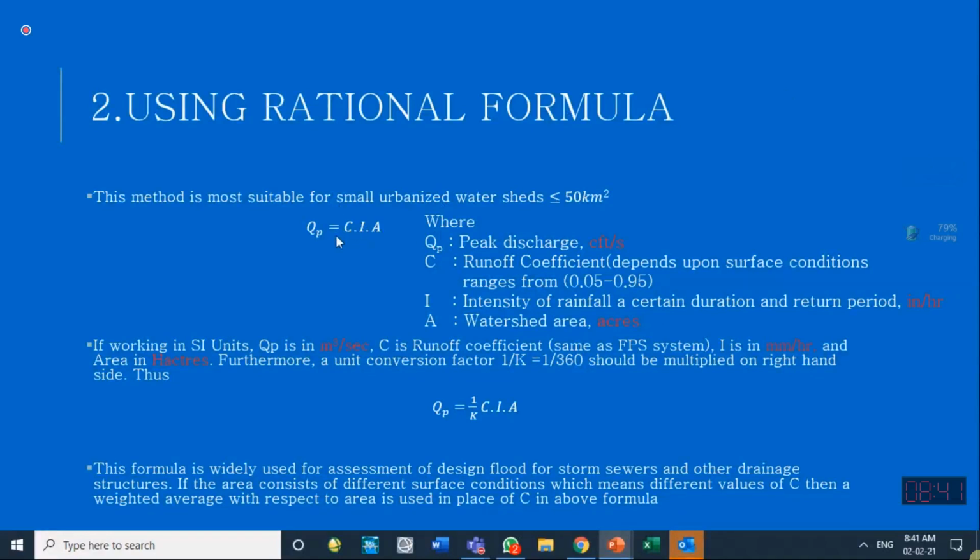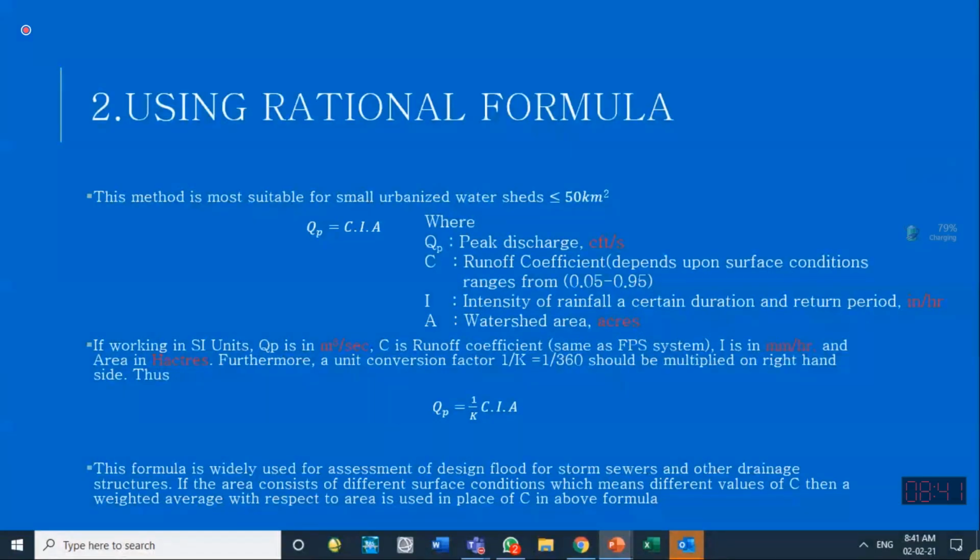This C is the coefficient which depends upon the type of the catchment, the watershed characteristics, whether it is releasing a lot of flow or losing a lot of the rainfall water. I is the intensity of the rainfall for which we want to find the flood. Usually a high flood will be related to high precipitation levels. So first we select the maximum precipitation for which we want to find the flood. So I is the intensity of the rainfall in a certain duration and return period. This return period will be discussed later on.